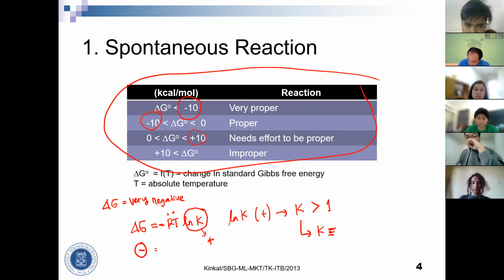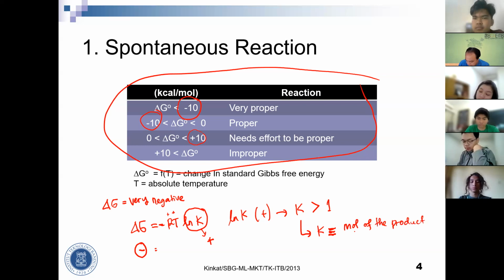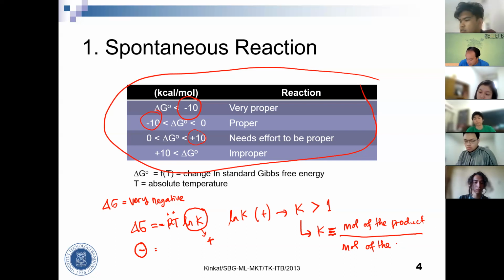The K equals the mole of the product divided by the mole of the remaining reactant, right? The exponents we will see later according to the stoichiometric reaction. But the point is the equilibrium constant is the comparison between the mole of the product and the mole of the reactant.